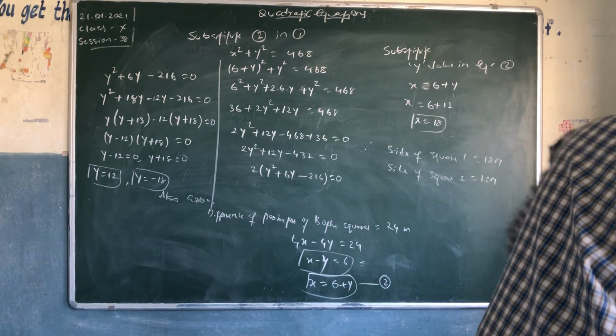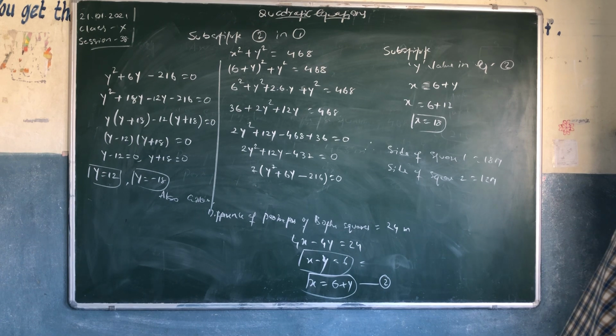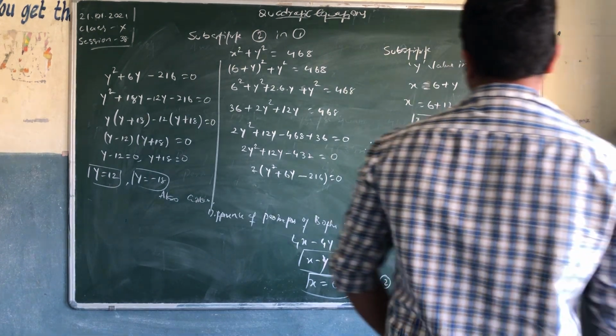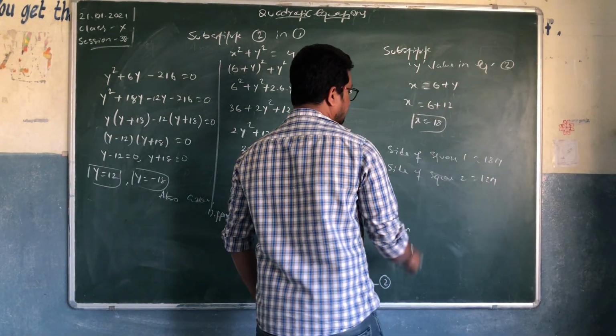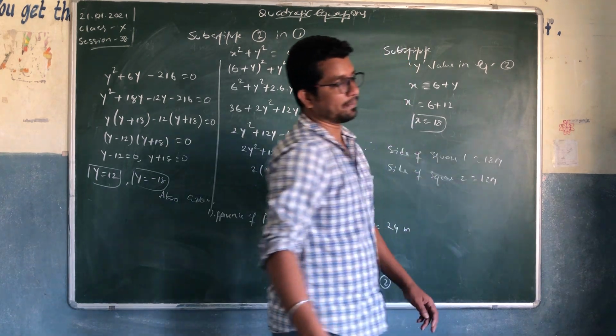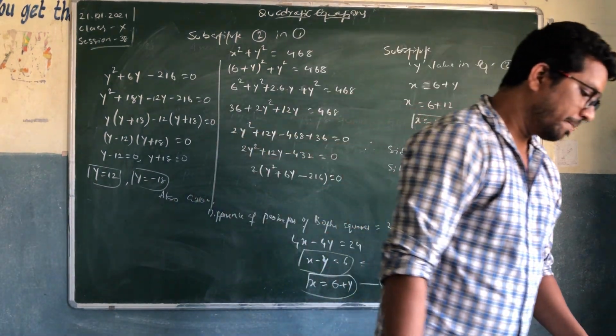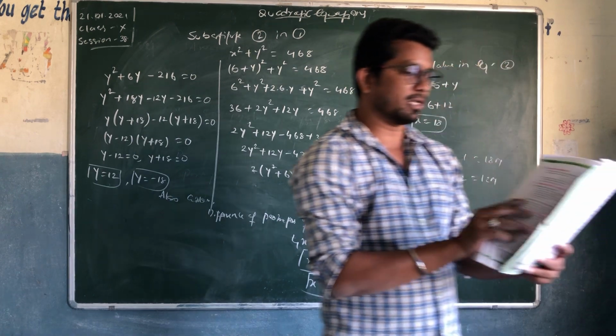Let's see, exercise 5.3, 11th one: 18 meters and 12 meters. We got the side of square 1 as 18 meters and the side of square 2 as 12 meters. So with this we have done the second sum also.